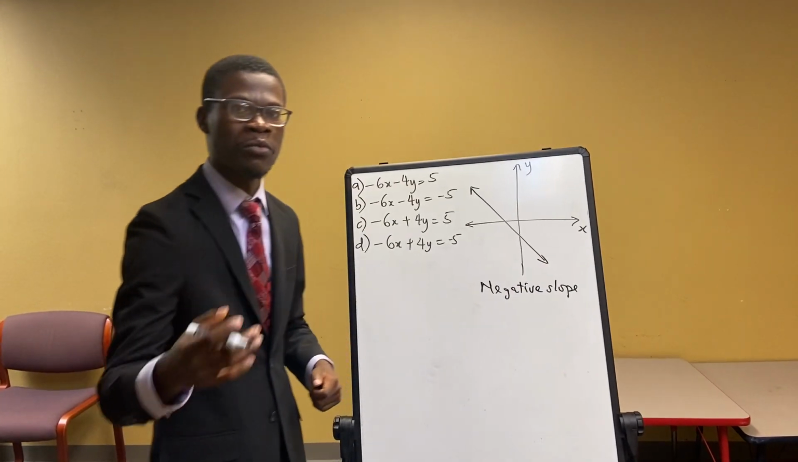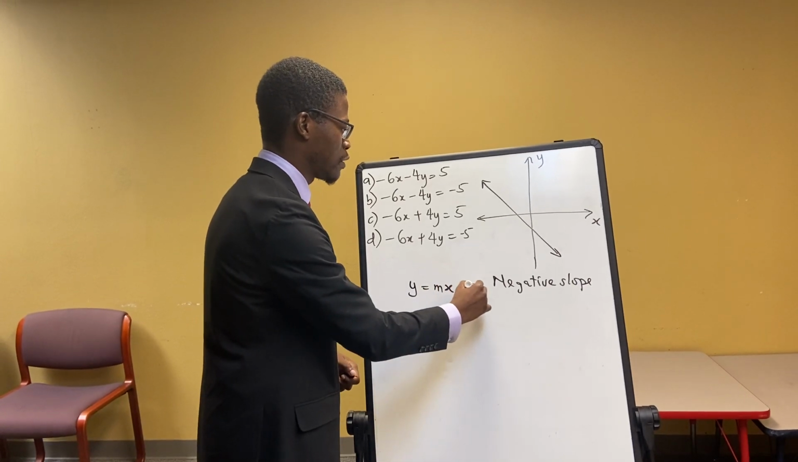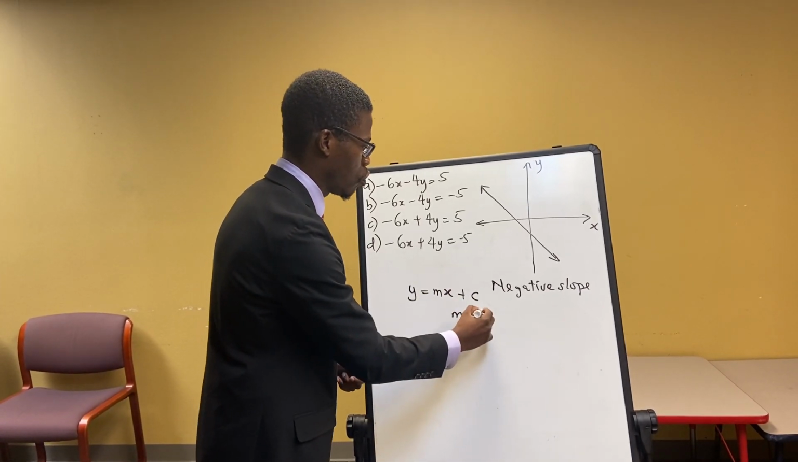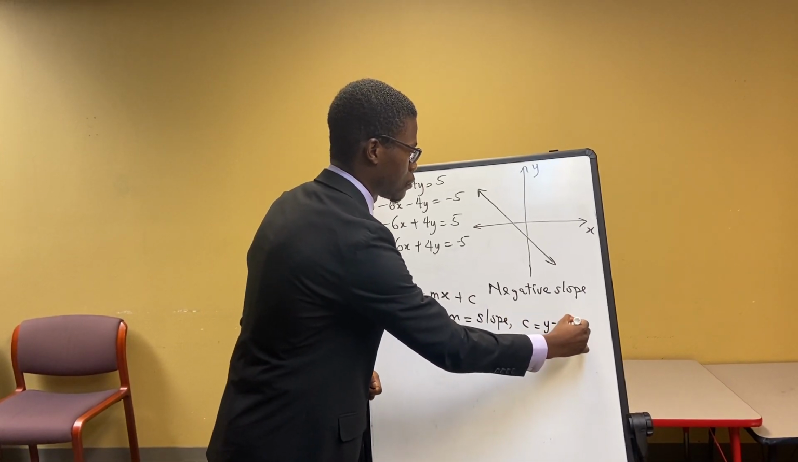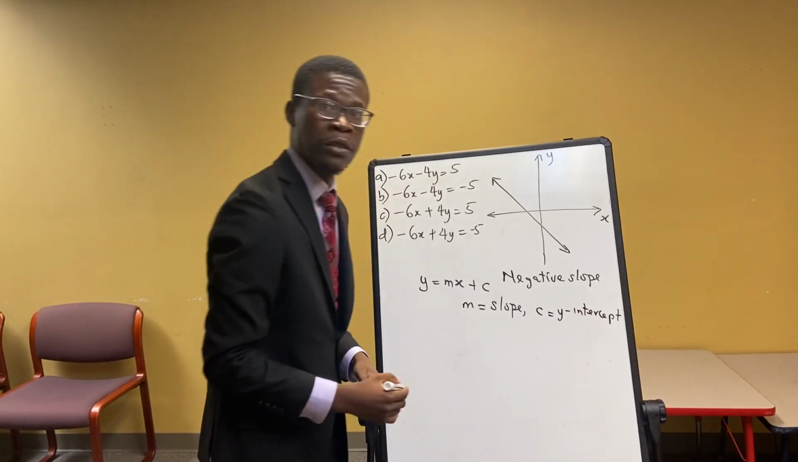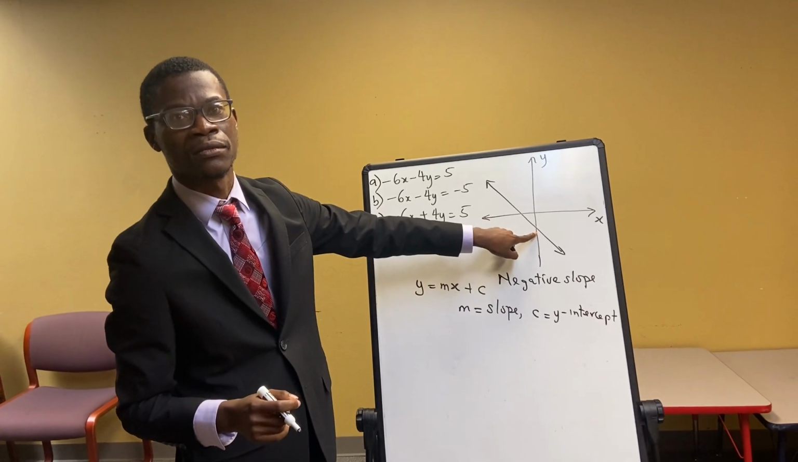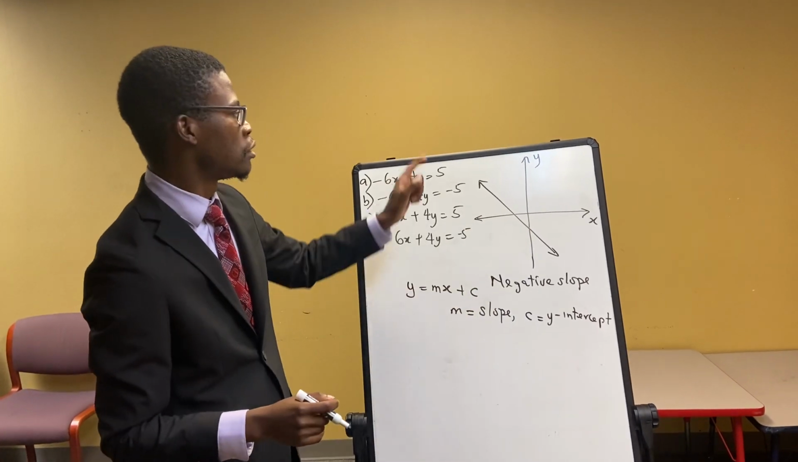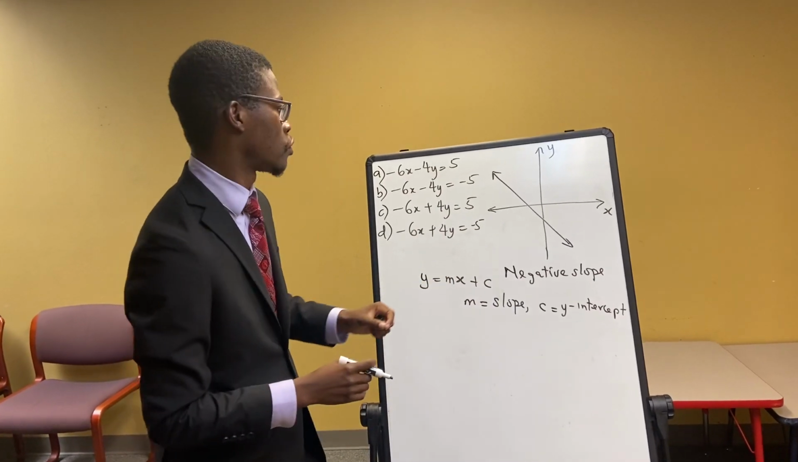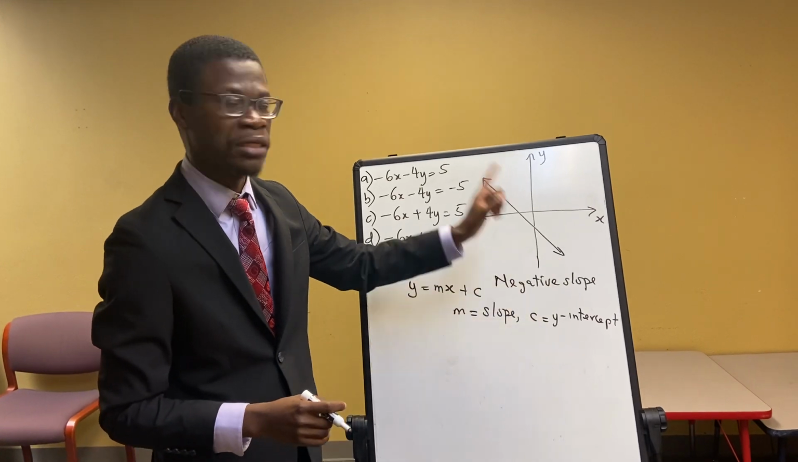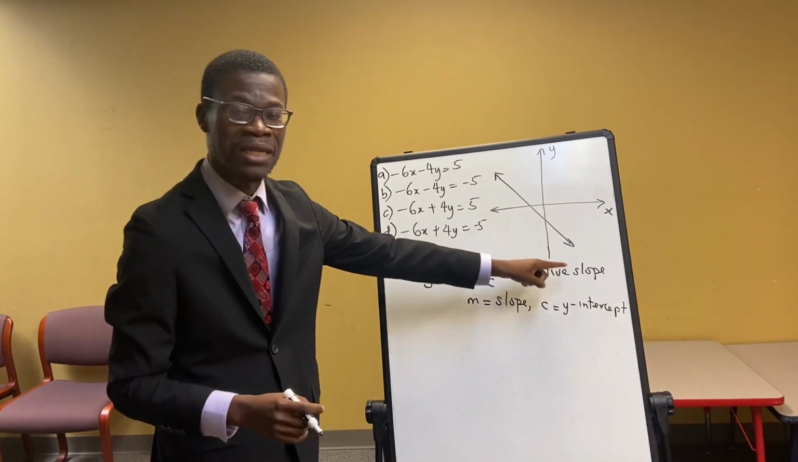Now, what's the formula for the equation of a straight line? It is y equals mx plus c, where m is the slope and c is the y-intercept. The y-intercept is where the line intersects the y-axis. The slope is the rise divided by run. So when you have a line like this, it shows a negative slope. We already identified from this diagram that the slope of this line is negative.